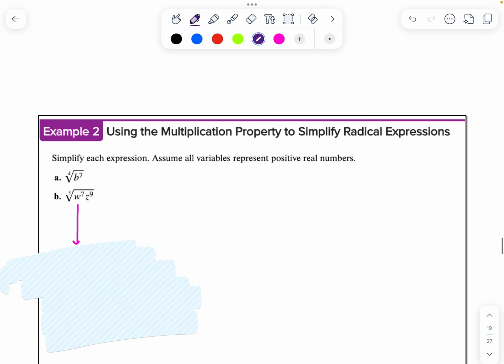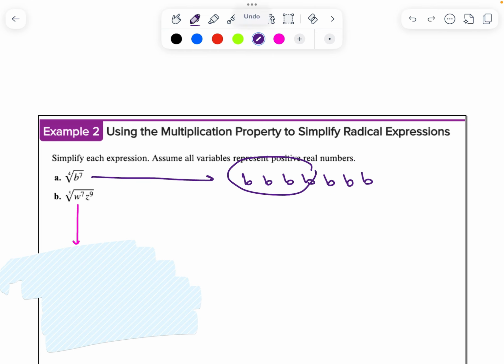All right, same thing here. The 4th root of b to the 7. What I would do is I would write that out. It's the 4th root of b, b, b. There's 7 of them. And since it's a 4th root, 4 is the index, I'm looking for groups of 4. There's a group of 4. There's not another group of 4, so I can't buddy up anybody else.